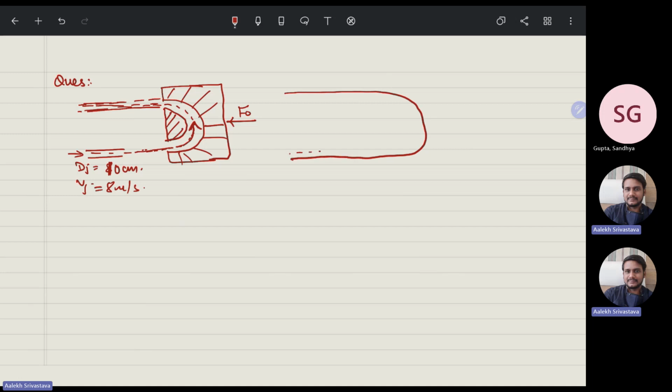So why is this force coming? Because there is a change in the direction of the velocity that will induce acceleration, and hence the force will come. Okay. So this is the flow channel, and I'm saying that this is the force that is applied on the control volume. So this is my control volume, and everything is P atmospheric. So this is your X direction, this is your Y direction.